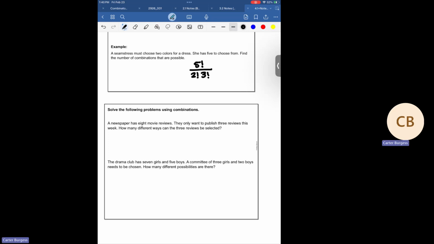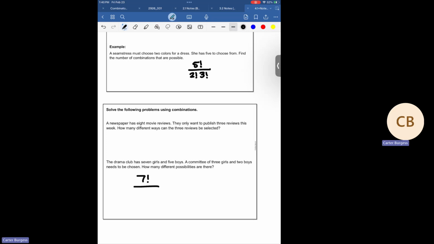Sure. Okay, so for the committee, let's focus on the girls first. How many ways can I arrange the girls? How many girls do I have, and how can I arrange them? 7 girls, so it's 7 factorial ways to arrange them. Yep, so dividing by 3 factorial. Why do we divide by the 3 factorial?